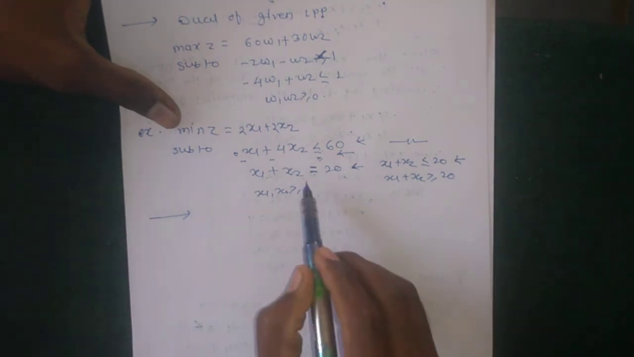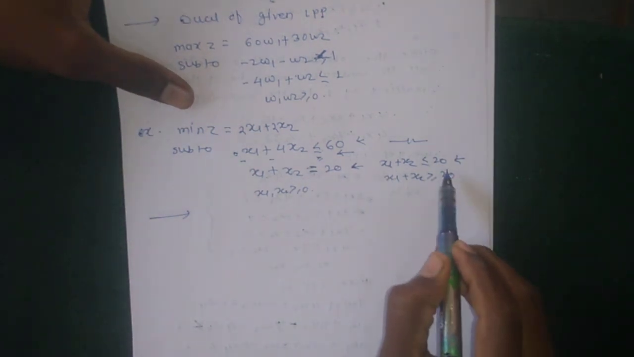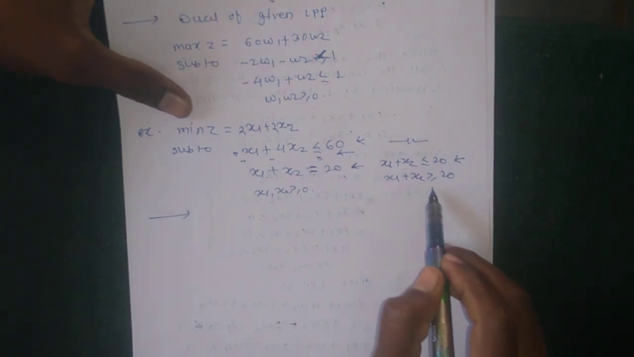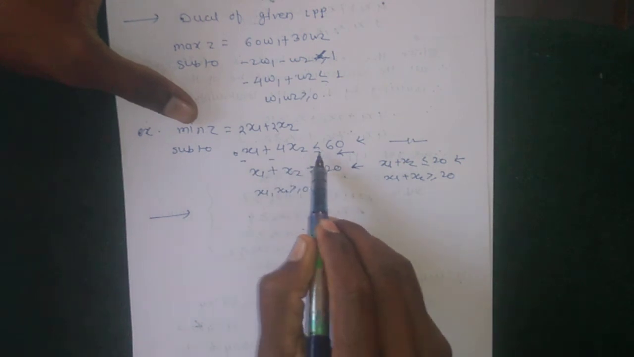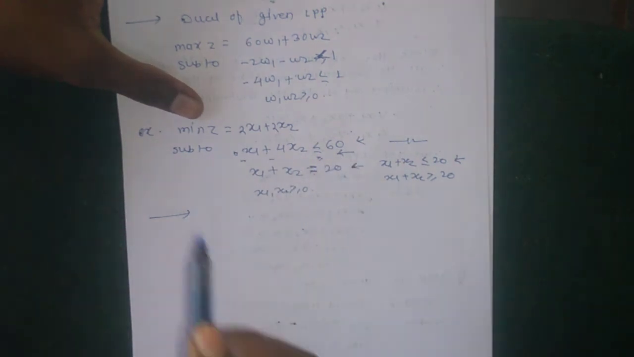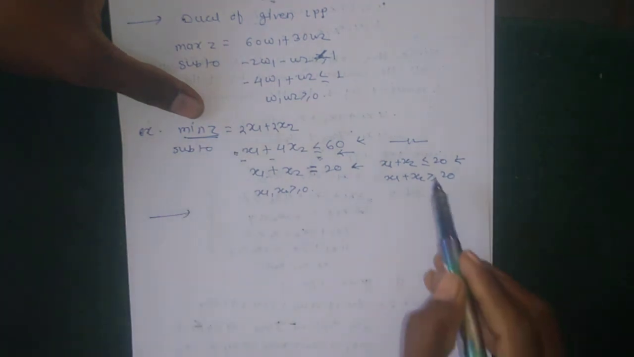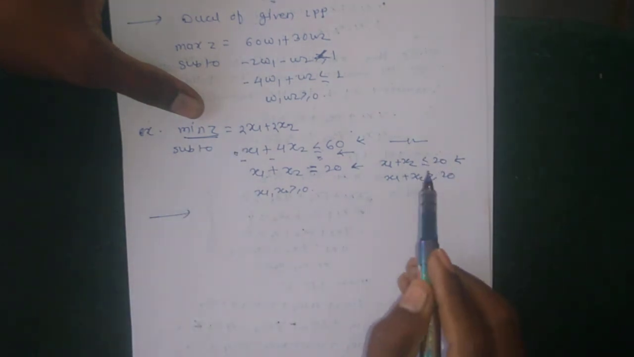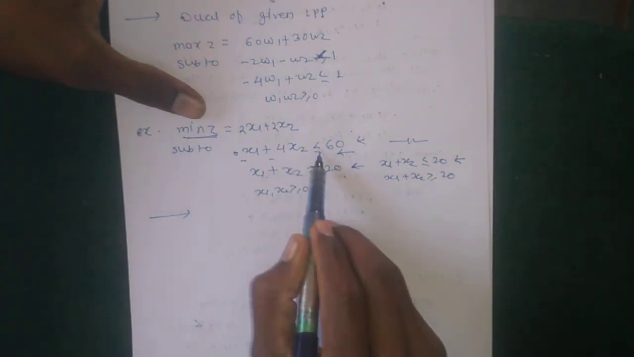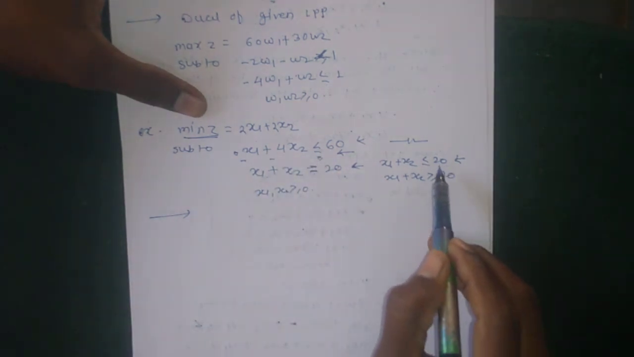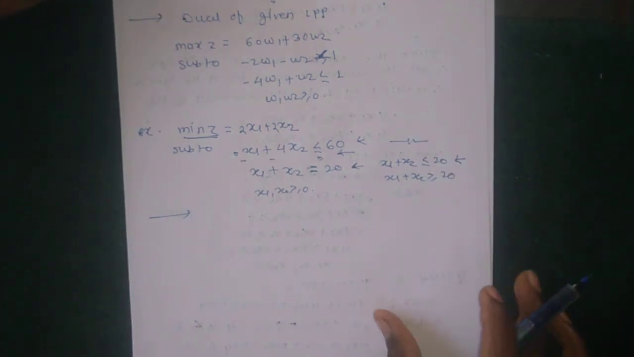So if a constraint is given as equal type, then write two constraints: the first is less than or equal type and the second is greater than or equal type. So there are two constraints, and one constraint is x1 plus 4x2 is less than or equal to 60. The objective function is minimized type, so convert all constraints to greater than or equal type. Then this is less than or equal, so multiply this by minus 1 and this by minus 1, and then convert it into its dual.